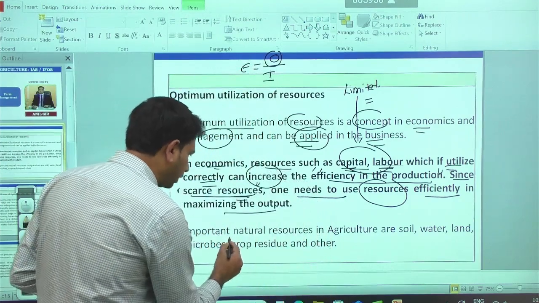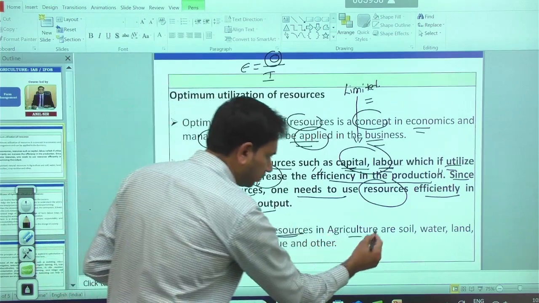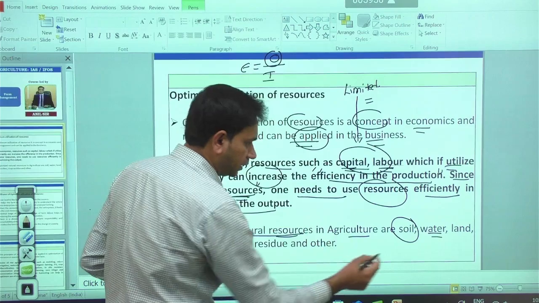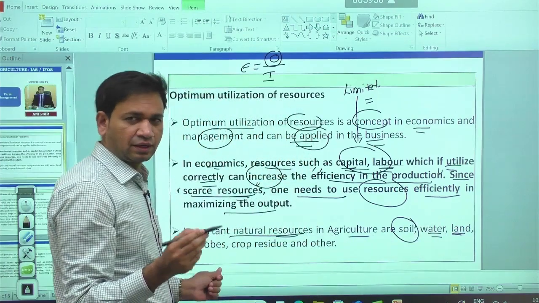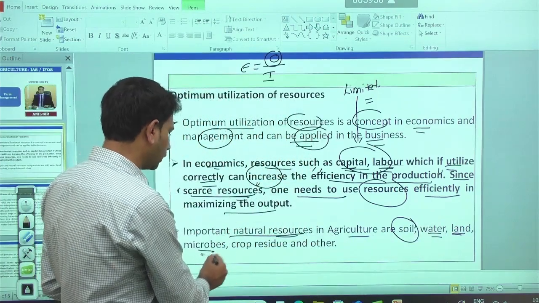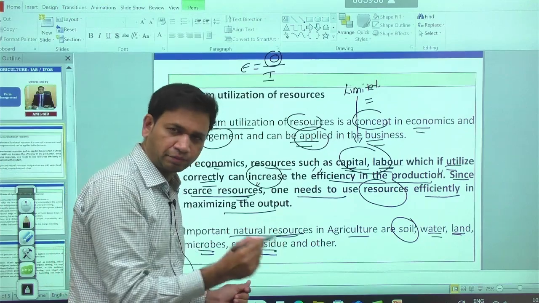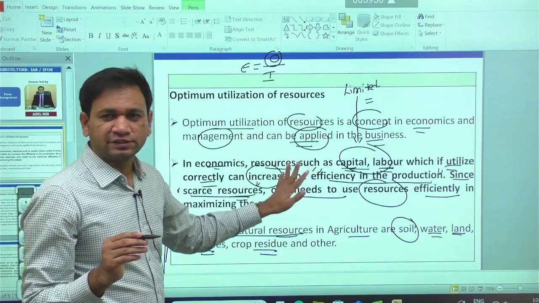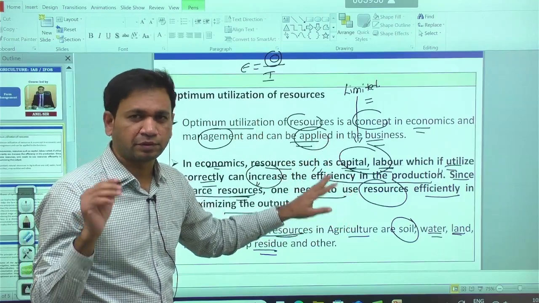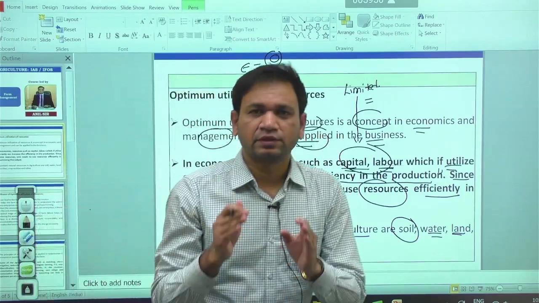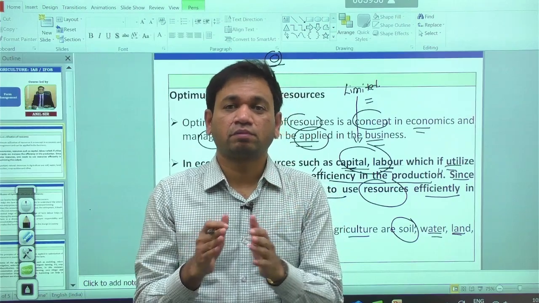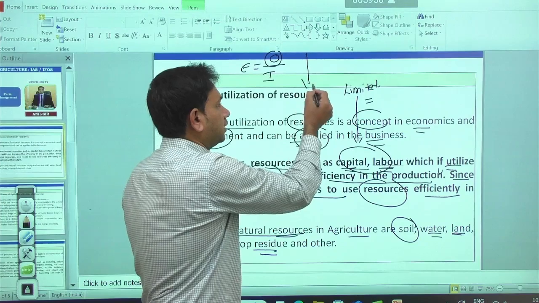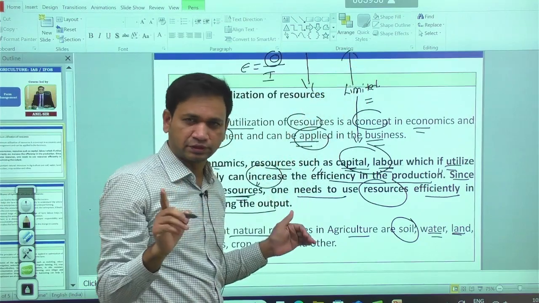Important natural resources in agriculture include soil, which is one of the natural resources, then water, then land, which is also a gift of nature, then microorganisms, and crop residue. If all the resources are utilized correctly, efficiency in production can be possible. I am repeating once again: whatever resources we have in farm management, we have to use them in the proper manner, in the best way. Only then can the cost be minimized and the profit maximized.